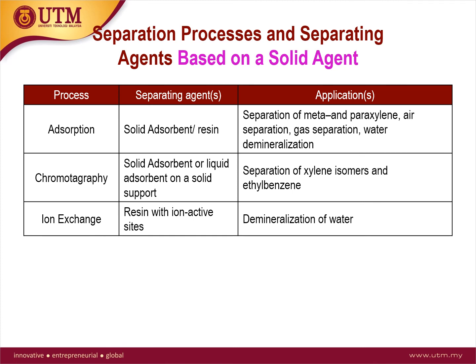The second process of separation based on a solid agent is chromatography. Chromatography uses a solid adsorbent or liquid adsorbent on a solid support. For example, separation of xylene isomers and ethyl benzene. And the third example of separation process based on a solid agent is called ion exchange. For ion exchange, it uses a resin with ion active site as mass separating agent. For example, demineralization of water.